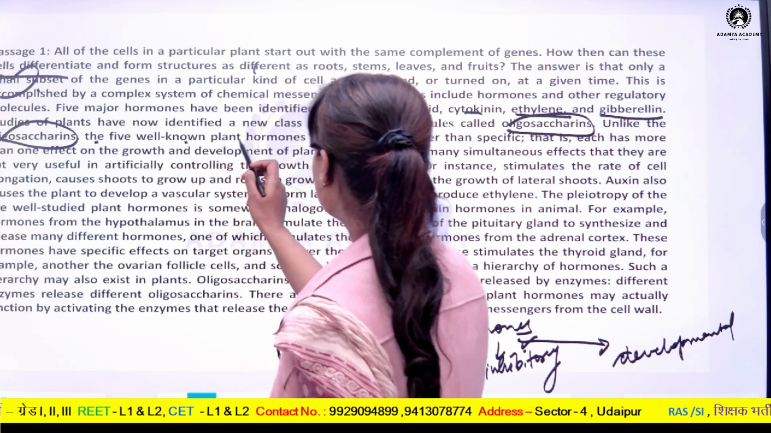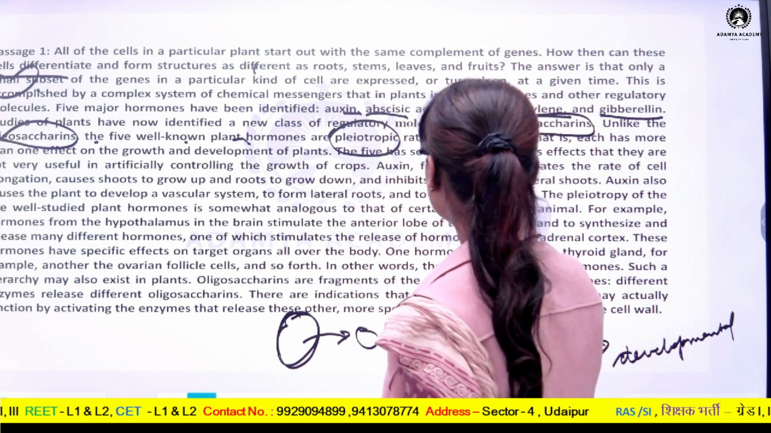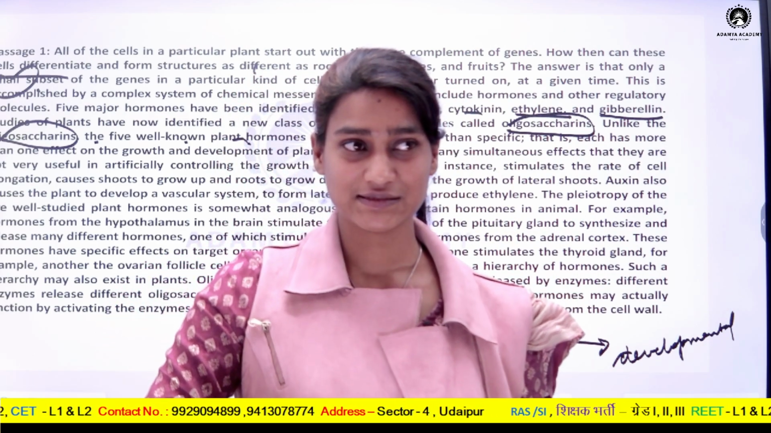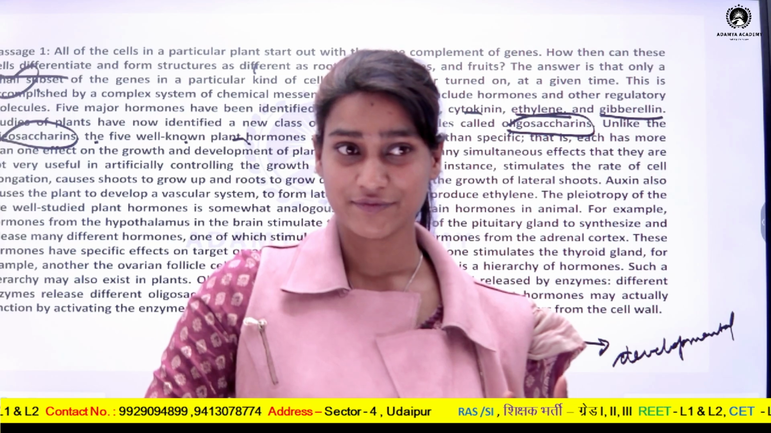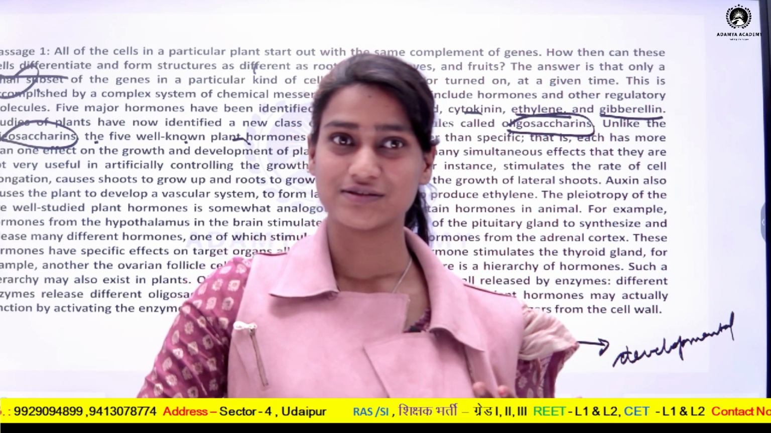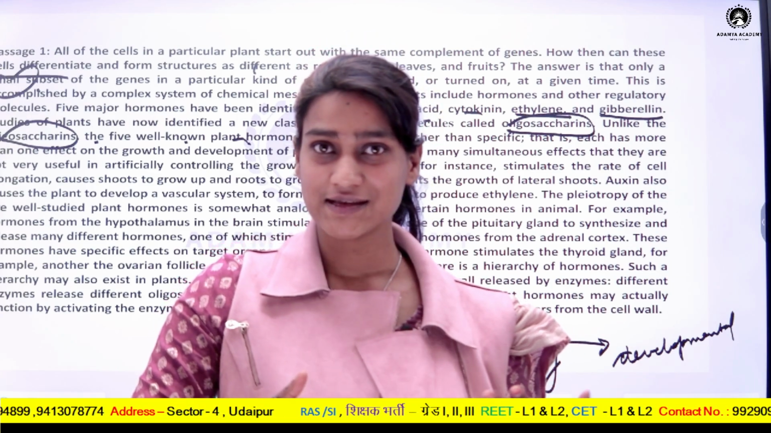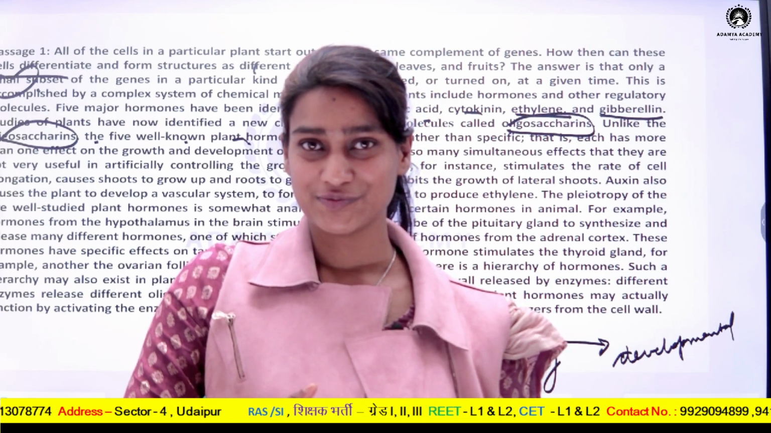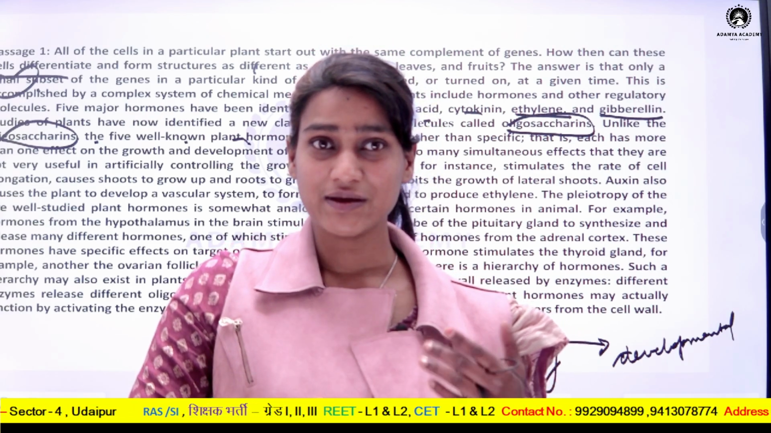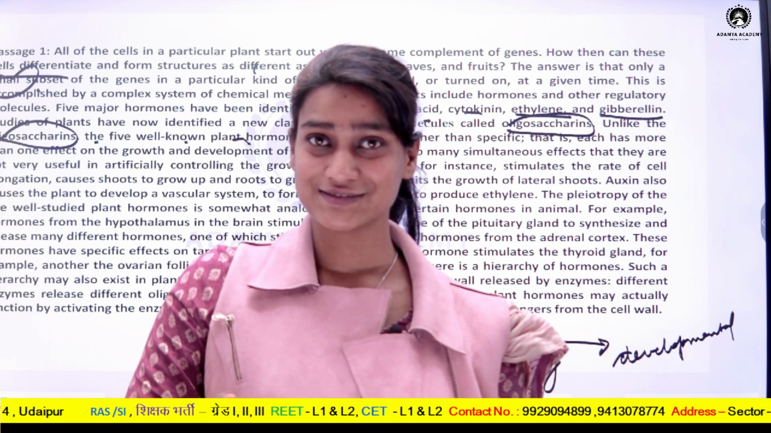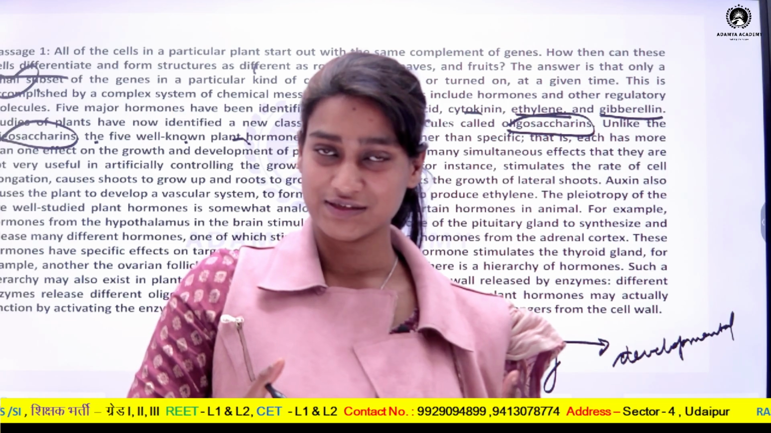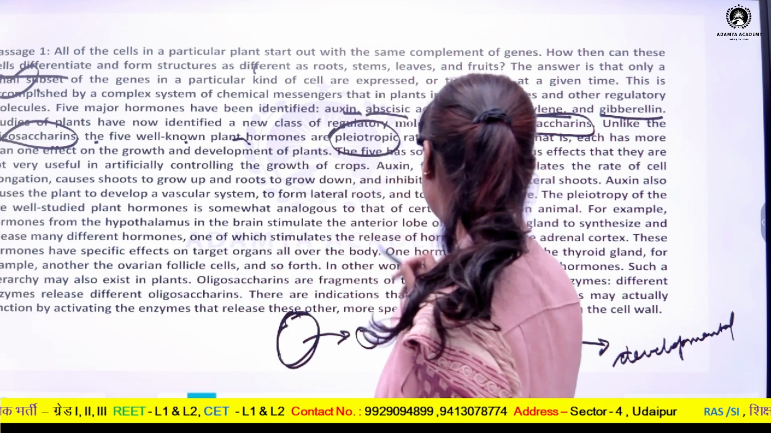The 5 well-known plant hormones are pleiotropic rather than specific. So what is the meaning of pleiotropic? Pleiotropic means that a particular gene may have different functions, like what you have studied already. You have studied about Gregor Mendel and his experiment with pea. So when he experimented with pea, one gene can have different traits. This is what he observed. So this is all what is being told here.